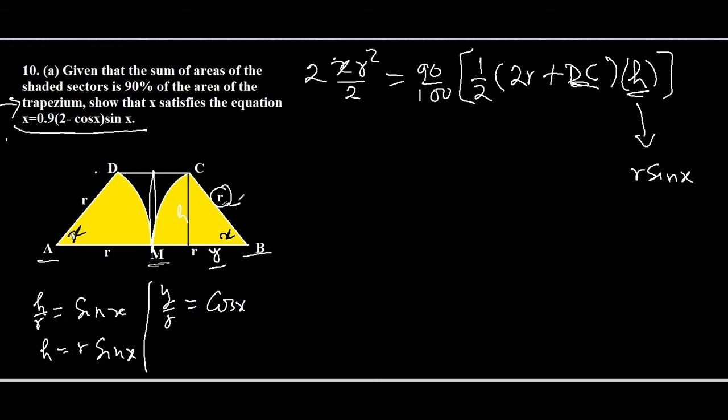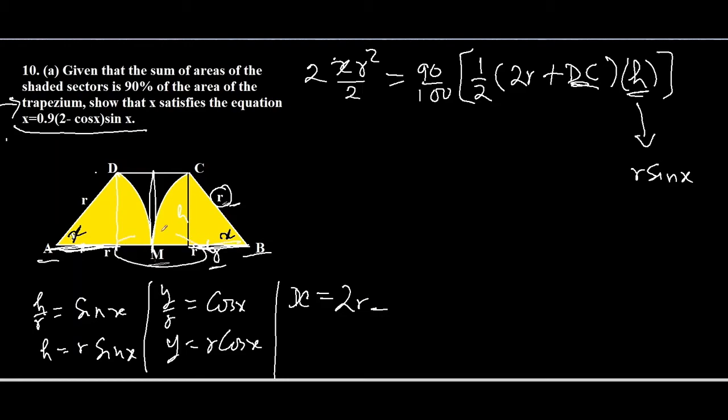Y is adjacent, r is hypotenuse. So y becomes r cos x. That means if I make a height here, this will also be the same length as this, r cos x. So can we write DC is equal to 2r, the whole length of AB, minus this length and this length. If we subtract these two lengths from full length AB, we'll be left with this length, which is equal to DC. Yeah? So 2r minus, and we got this as that length, 2 times r cos x.